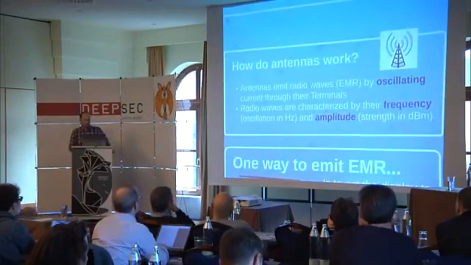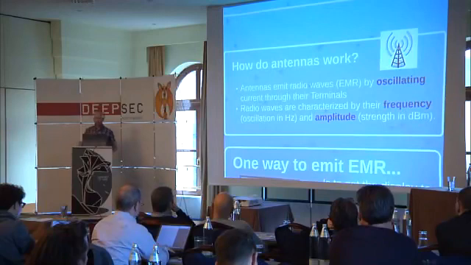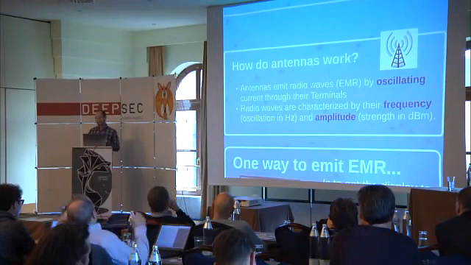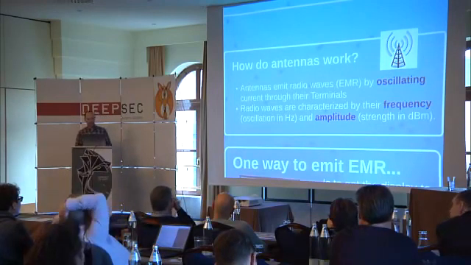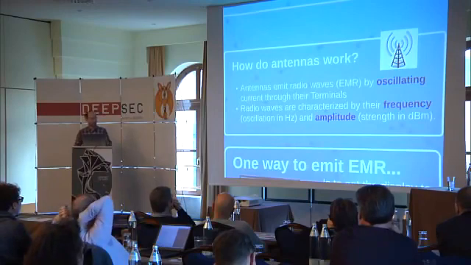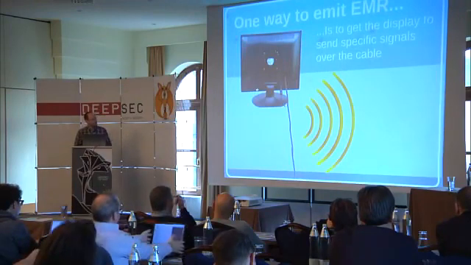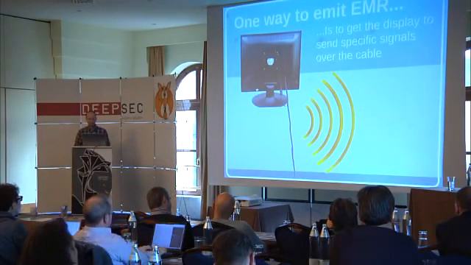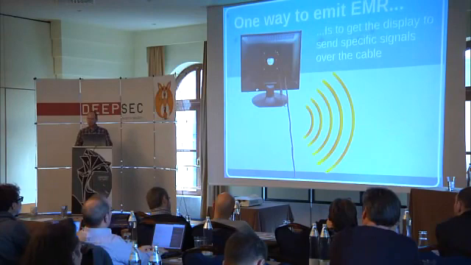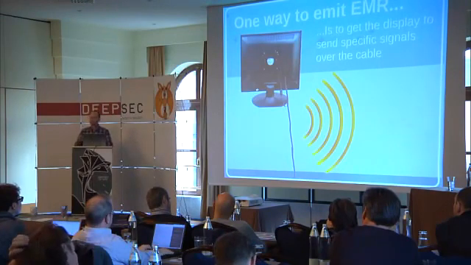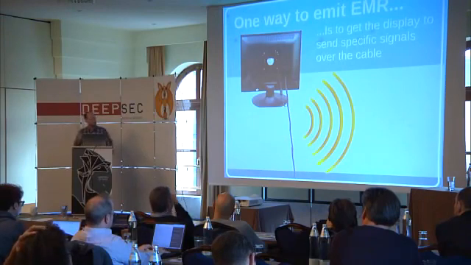So just a quick aside about how antennas work. Antennas emit radio waves by oscillating current through their terminals. And radio waves are characterized by their frequency, how fast the oscillations are, and the amplitude, how large the oscillations are. Based on previous works, it's possible to send different kinds of images to the monitor, and due to the size, shape and refresh rate of the images, we're able to use the display cable, not quite the cable that's being shown here, to emit radio waves.